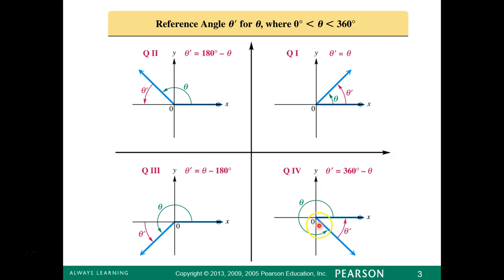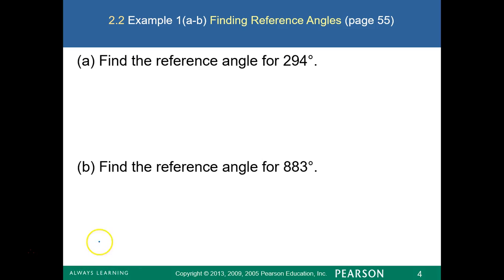In quadrant 4, this is our big angle for quadrant 4. How we get the reference angle is by saying 360, because this x-axis right here is 360, minus your angle theta that you were given. All right, so let's do an example. I'm going to be switching back and forth between the previous slide and this one to show you how to do these examples.